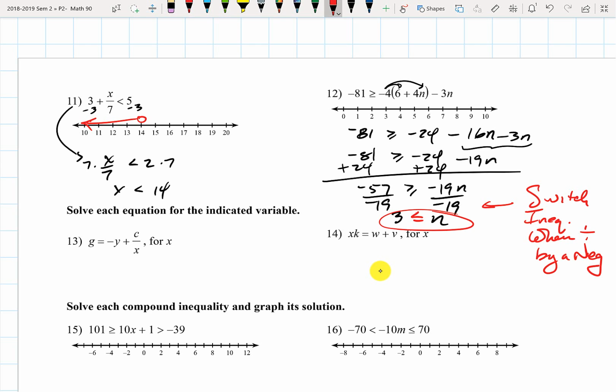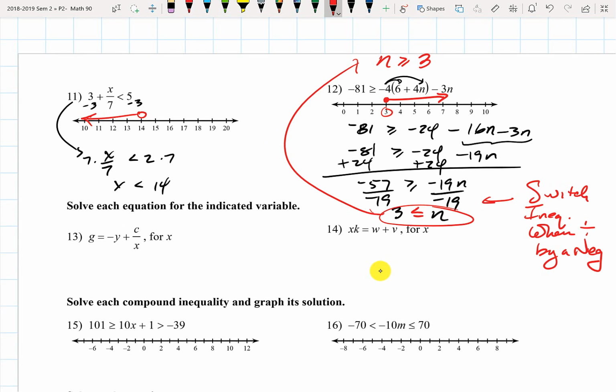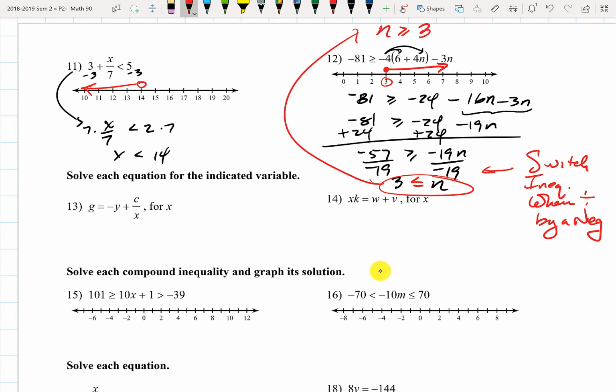Okay, now because of this right here, let me rewrite it here. If 3 is less than or equal to n, that means n is greater than or equal to 3. Okay, and that is the solution right here. So here's 3. We're going to go closed at 3 and to the right. It's greater than or equal to 3, so 3 is the solution here. And remember the key idea is right there.